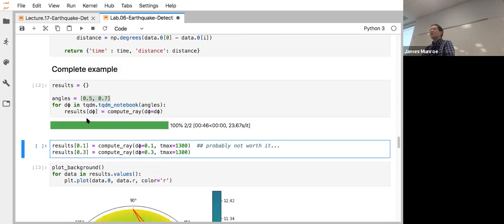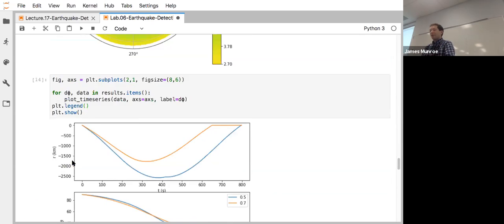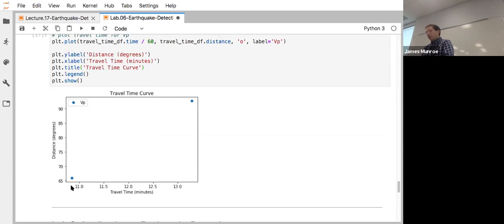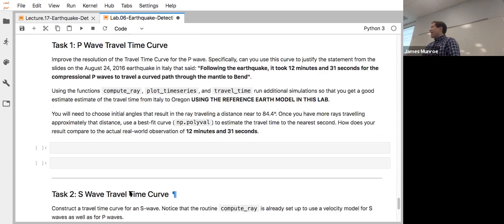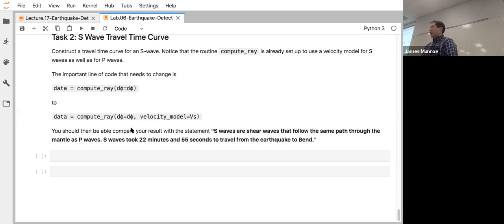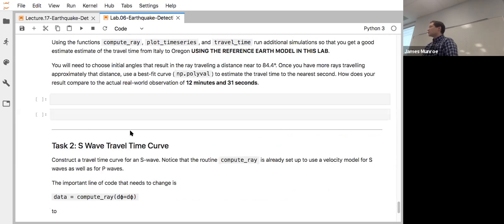Try and run a few additional simulations to fill in the graph so that you've got some points which are going to let you do a lookup from 84.4 to try and infer what the travel time is. Once you've got more points in this data, you can do an np.polyval sort of fit to it. I don't know what shape it's going to look like, but it's got some curve to it. You could fit a curve and then evaluate it at 84.4 and figure out what the actual time would be in minutes. And then do the same thing, but with an S wave all the way through. Does that make sense in terms of what the goal is?